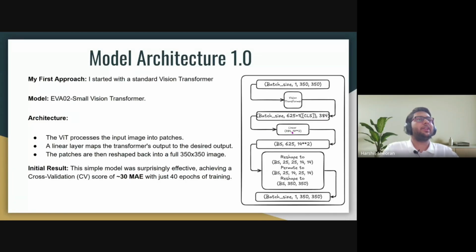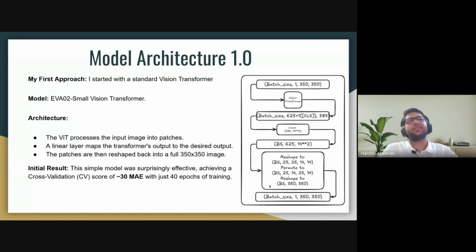Then I use a linear layer to convert this embedding dimension to 14 squared. Where does the number 14 come from? 14 is the patch size which the vision transformer used. By this, I got an output of batch size, 625 and 14 squared, which I can reshape to 25, 25 because 25 squared is 625, and 14, 14. I transpose it to look like this, and then I reshape it to the original image size, and that's my output.